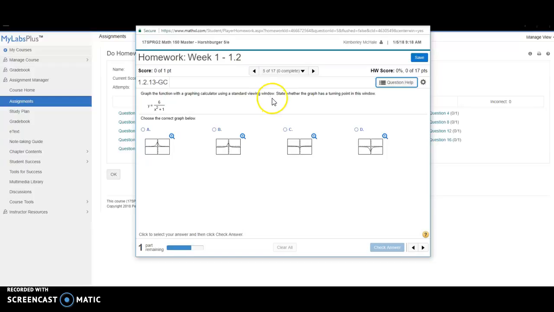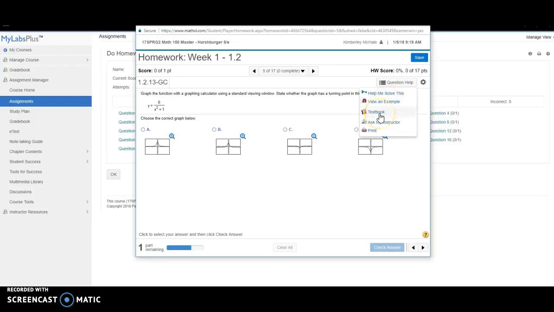So again, this is where I highly encourage that you either get the note-taking guide and print it out or go read your sections first so that you'll know what the homework is talking about. And then state whether the graph has a turning point in this window. Again, I'll remind you, you can always view an example if that will help.